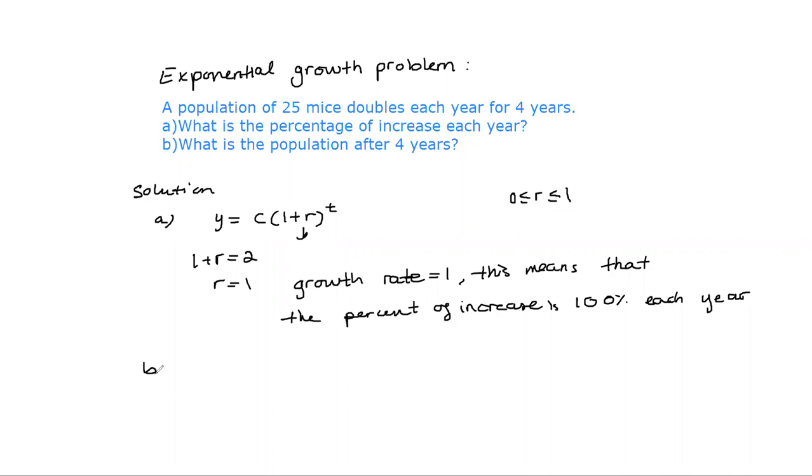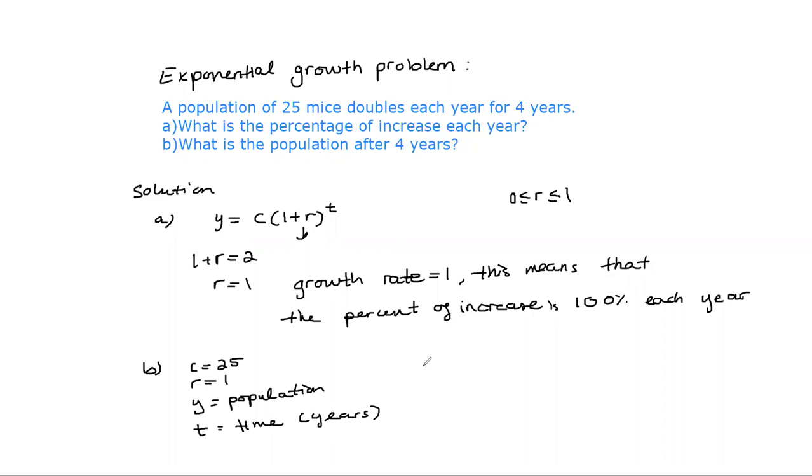Now for B, we say what is the population after 4 years? Okay, so now again we have to understand at the beginning we have 25 mice. Okay, so C, which is our initial value, will be 25. We have R, which is 1, and we know that Y is going to be the population, and T is the time in years. Very important to identify your variables.